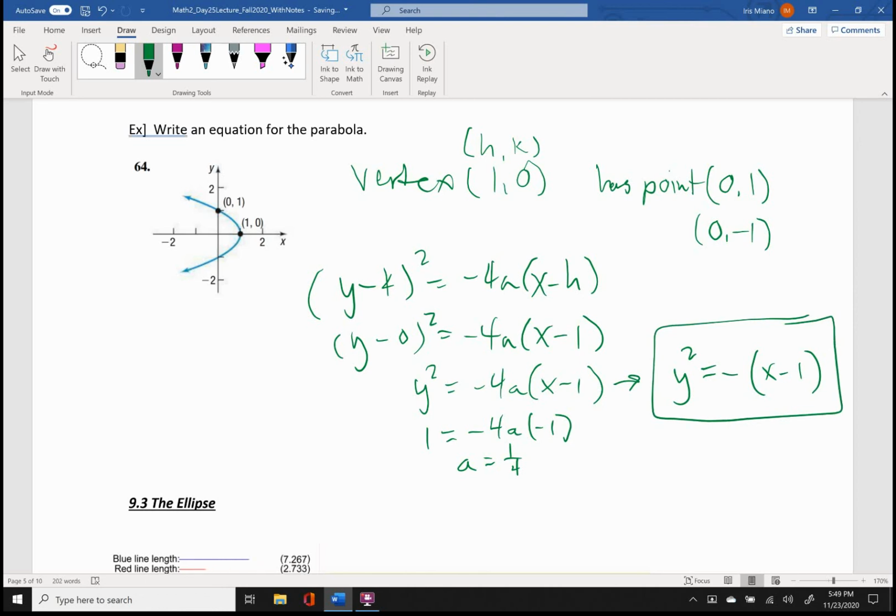So again, just to be clear, we got from the figure the vertex that gave us our h and our k. We noticed that because of the direction it was facing, what the structure of the equation needed to look like, and then it was just a matter of using the additional point that they give us, 0, 1, in order to solve for a, plug that in again to the structure of the equation that we know based on the direction that the parabola is opening up, and Bob's your uncle. You have your equation, and we are ready to move on to ellipses.